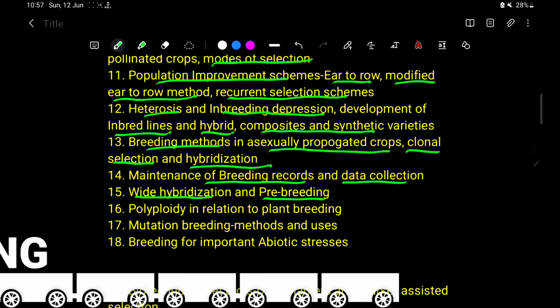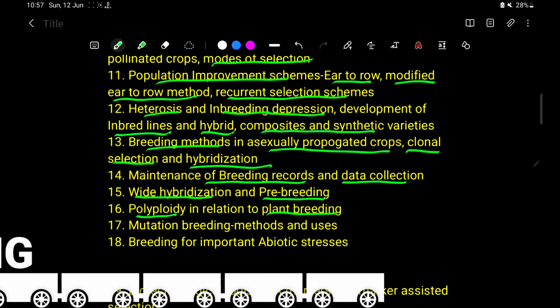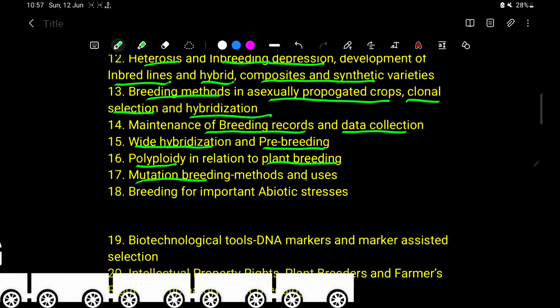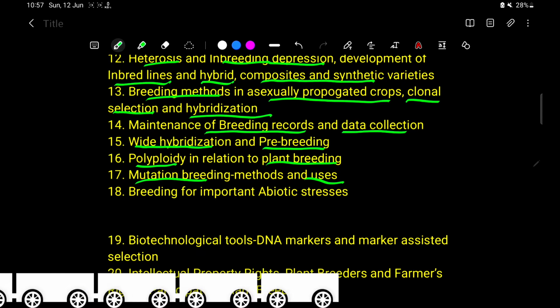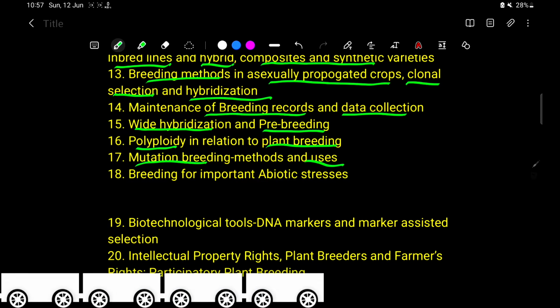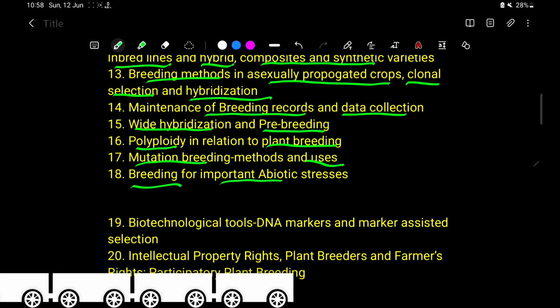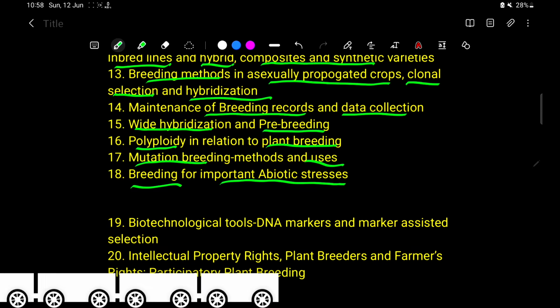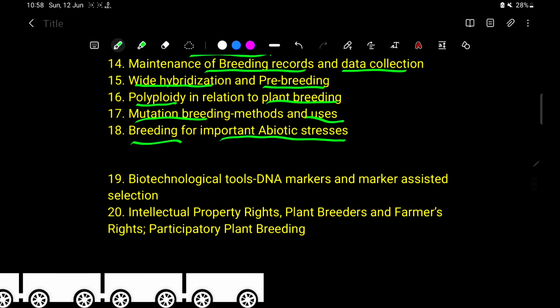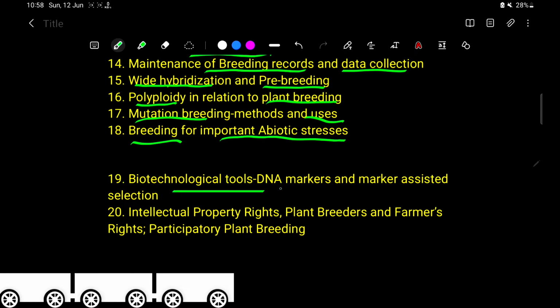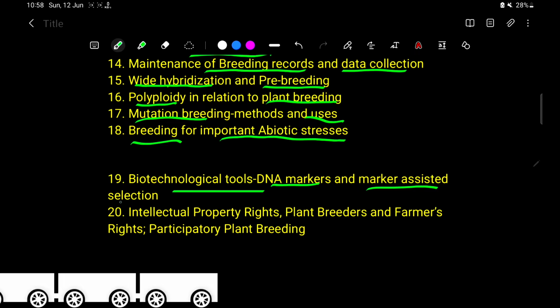Our next chapter is ploidy in relation to plant breeding. Our next chapter is mutation breeding, method, use, advantage, disadvantage, all the things we will discuss there. Our next chapter is breeding for improvement of abiotic stress. Our next chapter is biotechnological tools like DNA marker and marker assisted selection.